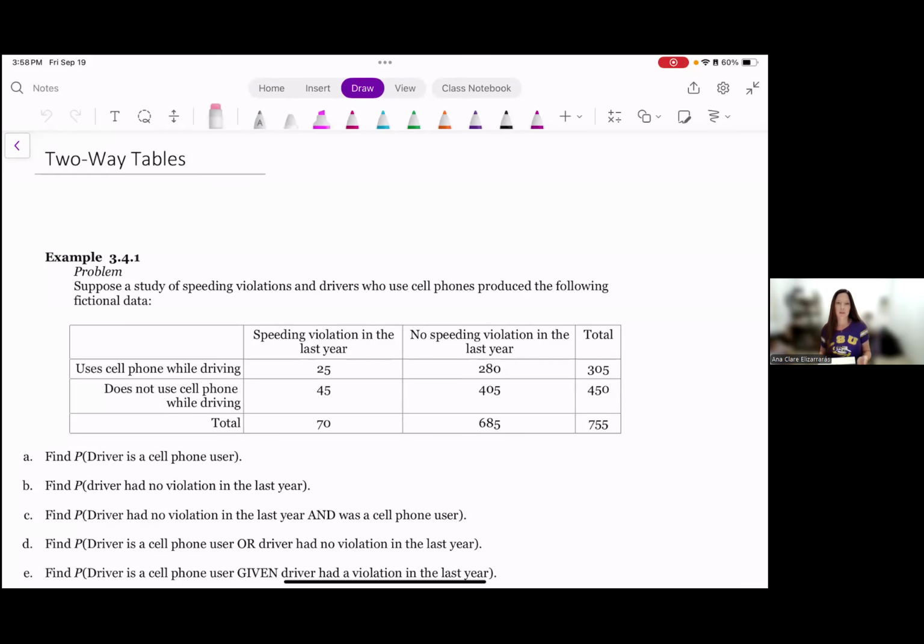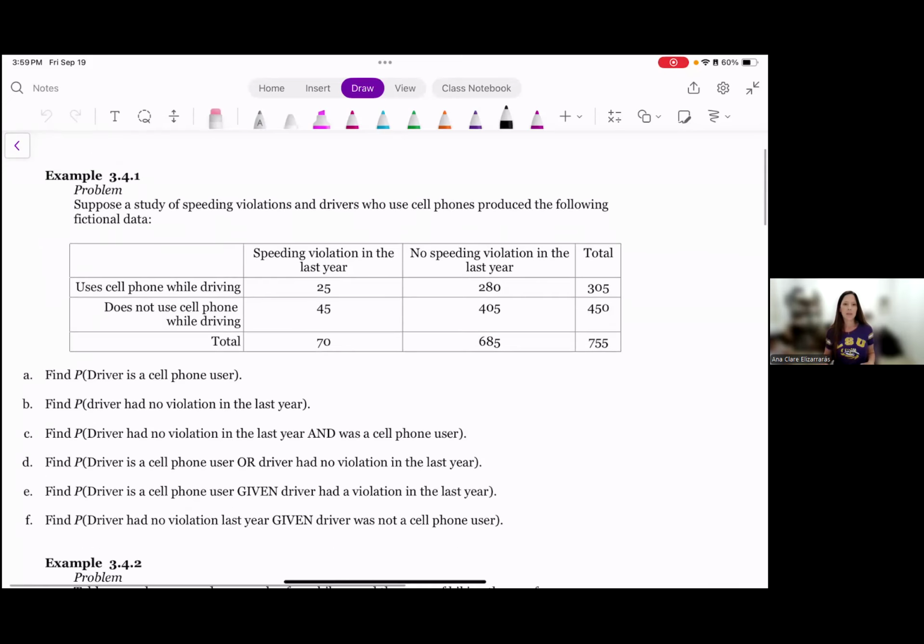We are focusing on statistics today and we are keeping our momentum going for probabilities, and we are working on two-way tables. A two-way table is also called a contingency table, and it allows us to easily calculate conditional probability, intersections, unions. It's a very nice way to organize your data. We're going to do a couple of examples here in this first video.